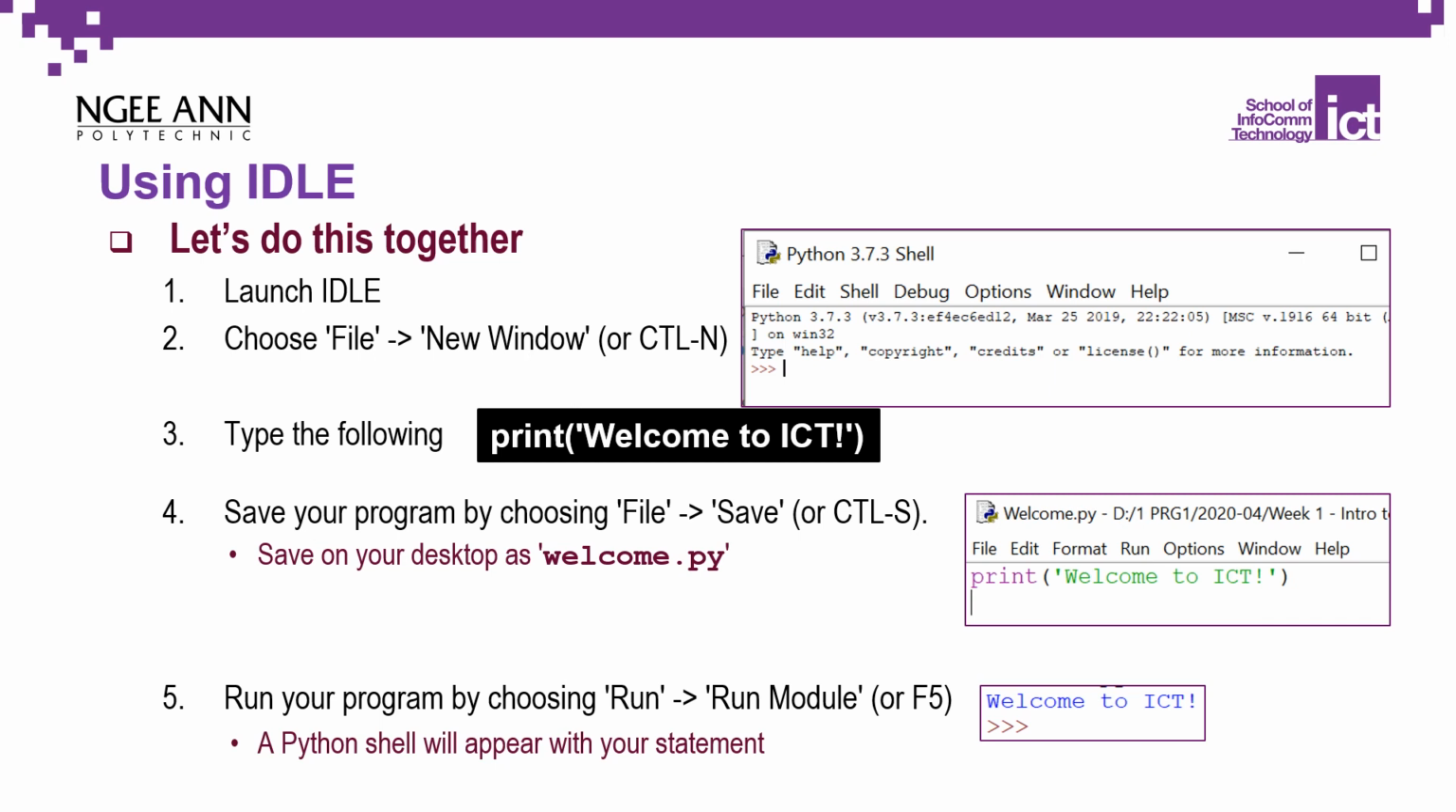Okay, next, save your program by choosing File, then Save. A dialog should pop up. For now, select Desktop from the menu on the left. Then in the file name space, type welcome.py, without the inverted commas. Finally, run your program by choosing Run, followed by Run Module. The Python shell should pop up and show the line, Welcome to ICT. If you've done all the steps correctly, congratulations, you are officially a Python programmer.